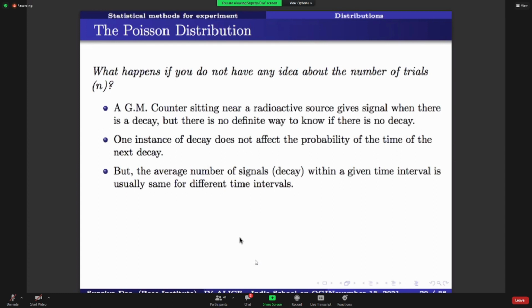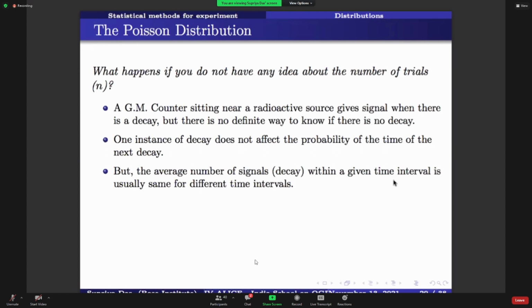But the average number of signals, if you really wait for a long time, within a given time interval, for example 10 seconds, is usually the same for different time intervals. So if you measure for 10 seconds today and measure again 10 years after that, when the half-life of the material has reduced the number of nuclei available, that's a different issue. We are not discussing that.